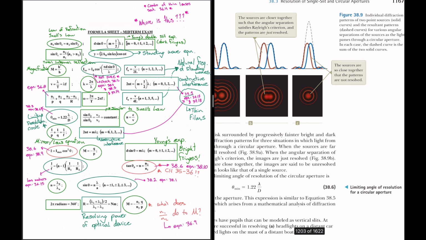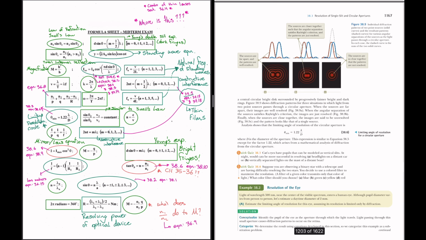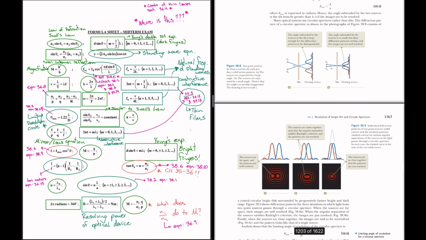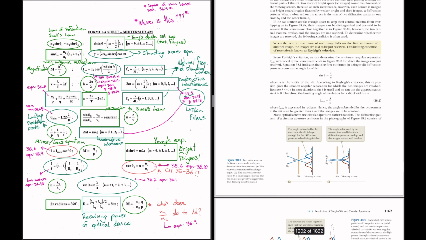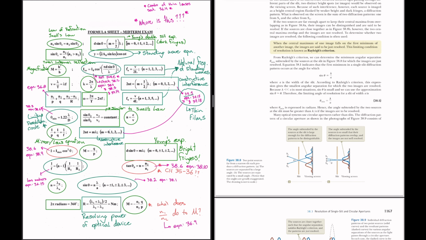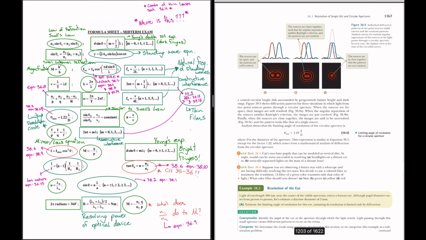Let's read this final one here. It says the sources are so close together that the patterns are not resolved. So that's a bit of a definition of what the word resolved means here. Of course, you can read up on this up here. We did see the word Rayleigh's criterion. I don't know who Rayleigh is. Rayleigh's criterion is over here in bold, and it is under this section, resolution of single slit and circular aperture. So if you want, take a look at this, see what it's about.